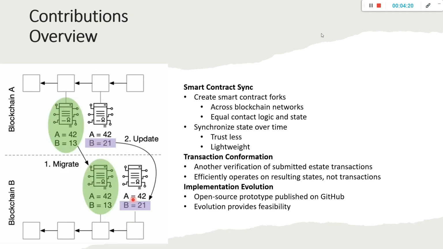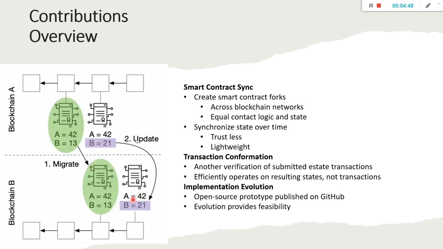So here is a summary of the contribution of this paper. This research paper implements the synchronization of smart contracts. For example, here is a blockchain A and this is a blockchain B. The blockchain has a logic and a state, and we can see that the logic and state have been transferred, and when the state is updated, that will also be synchronized, as shown in this image.